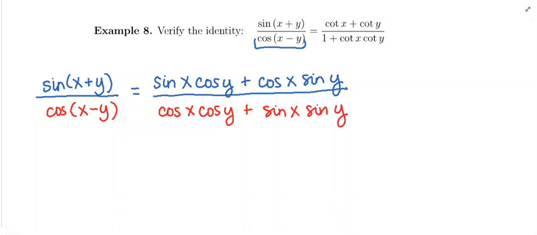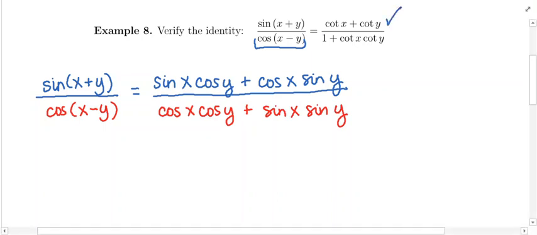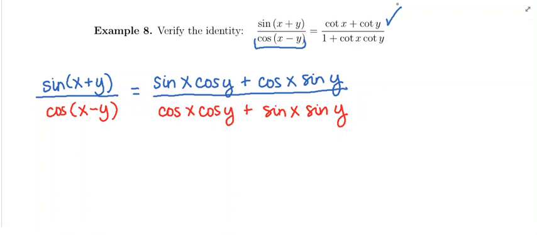Again, our goal is to come up with this right side, cotangent of x plus the cotangent of y over 1 plus cotangent x cotangent y. Now if I try to proceed here, the question becomes, where do I go? I don't really feel like I can do anything in the numerator. I've got a sine x and a cosine x and then a cosine y and a sine y. I can't factor anything out. It's already broken down into sine and cosine, so I'm stuck.